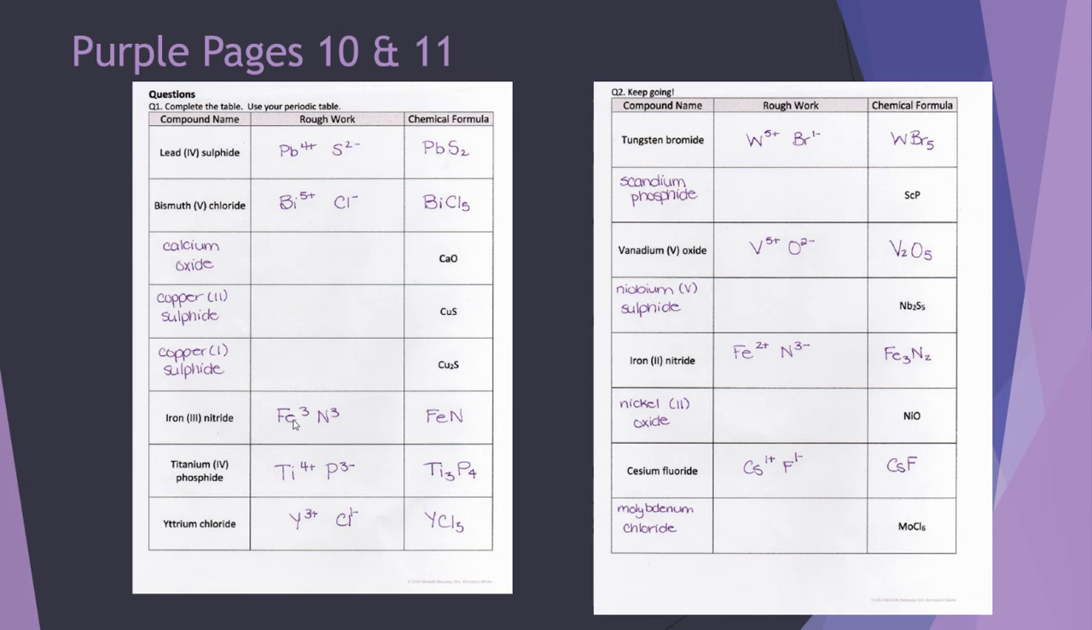Iron 3 nitride. Iron's going to have a positive 3. Nitrogen has a negative 3. We crisscross them, we simplify, we get FeN. Titanium 4 phosphide. So titanium has a +4, phosphorus has a -3. Crisscross them, we get Ti3P4. Yttrium chloride has a +3, and chlorine has a -1. And when we crisscross them, we get YCl3.